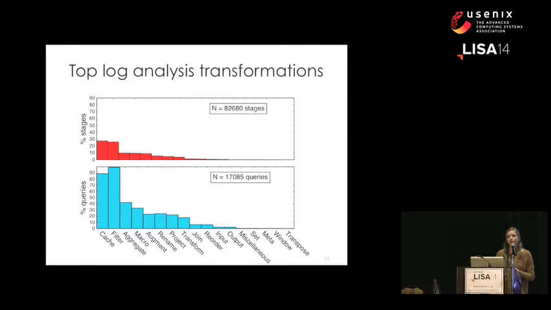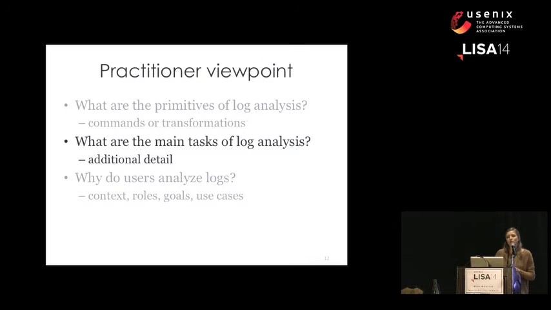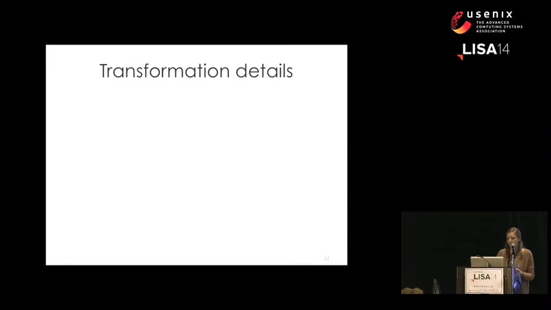So this is a lot more clear picture of what people are doing. But we might want to know in more detail what is the sort of filter that people apply? What are the sort of columns they're adding?